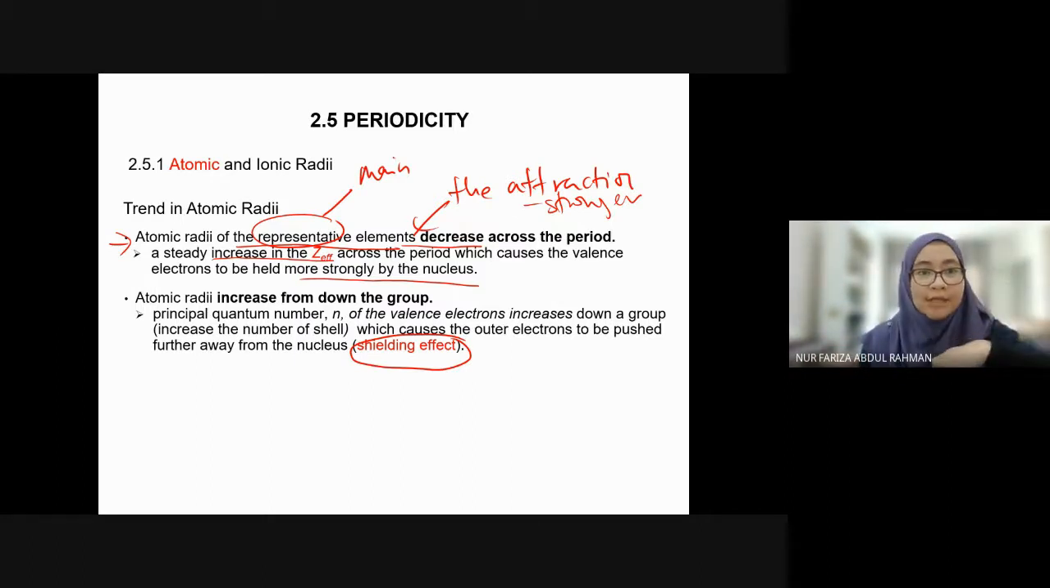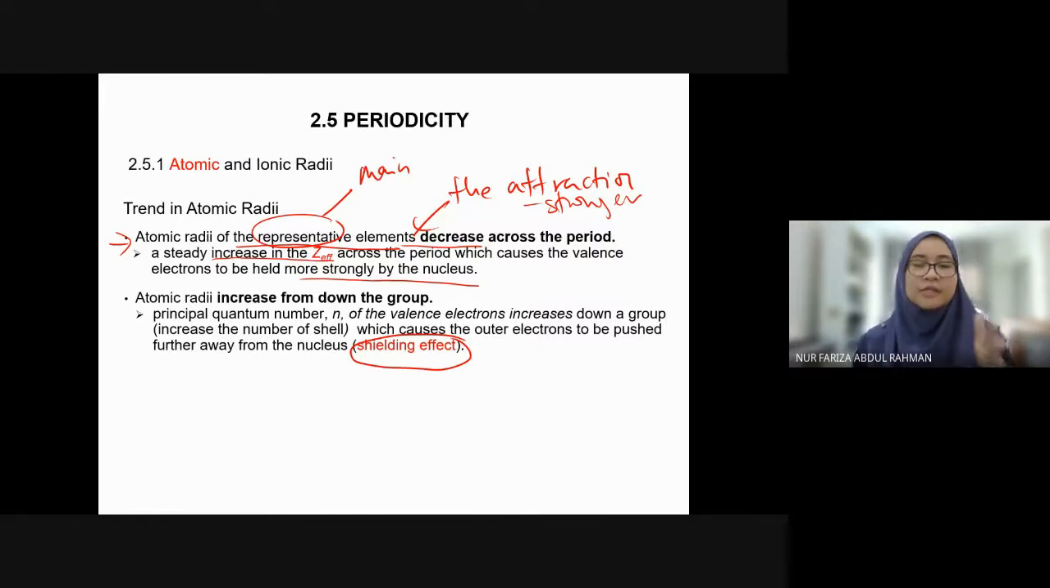When the number N, the principal quantum number, increases, the number of electrons increases as well. Right? So the shielding effect will also increase. This shielding effect will shield, or screen, the attraction between the nucleus and the valence electrons. So the attraction becomes weaker, because there are many electrons inside. So this shielding effect causes the size to become larger.